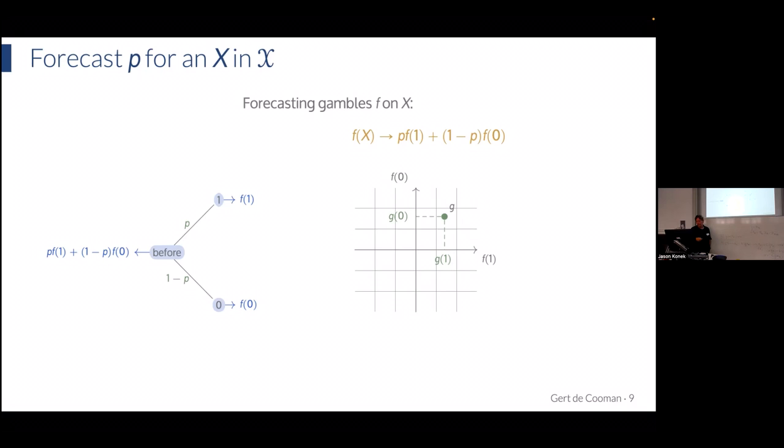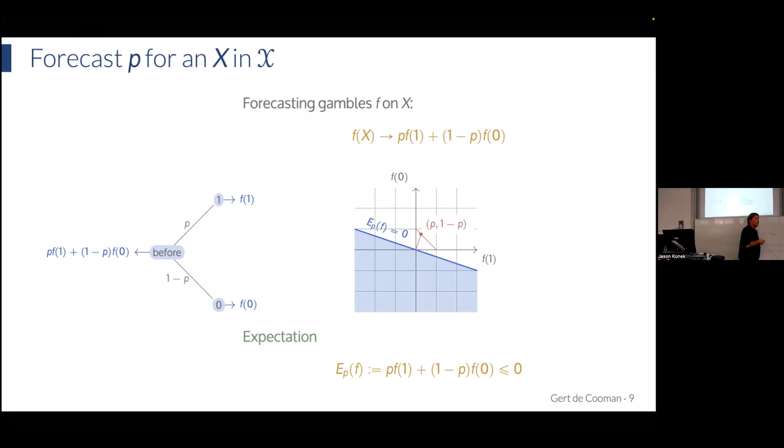And so giving a forecast is actually equivalent to defining an expectation operator on gambles, in the sense that if I have the probability of one, I can calculate the expectation of any gamble in this way. I take the probability times the function in one, plus one minus the probability times the function in zero, and that gives me the expectation. And this expectation operator also allows me, something that we've seen, to subdivide the region of the gambles into two subregions. There is the line where this expectation is zero.